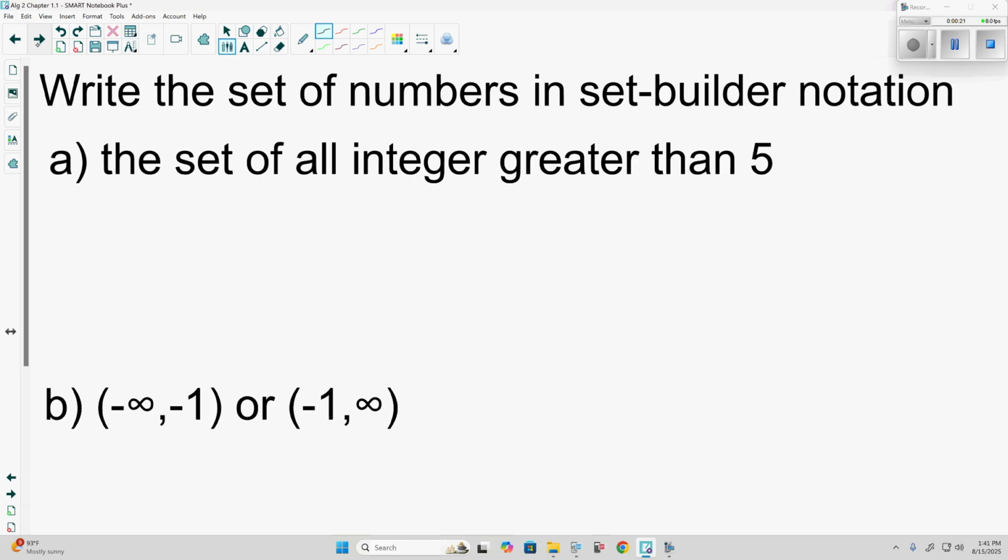Now, set builder notation, we've gone over. It's a way to describe groups of numbers without either having to write it out or forming a set pattern. If it's feasible to actually write it out or get a pattern, we can do that. The set of all integers greater than 5, we could write 5, 6, 7, 8, 9, 10, dot, dot, dot. But here, we're going to write it in set builder notation.